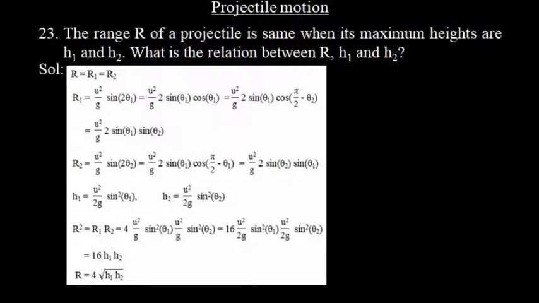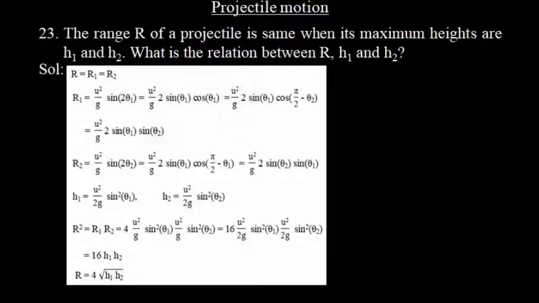Similarly, writing for R2, we get U square by G sin 2 theta 2, that is U square by G 2 sin theta 1 cos (pi by 2 minus theta 1), that is U square by G into 2 sin theta 2 sin theta 1. And also we write the formula for maximum height.